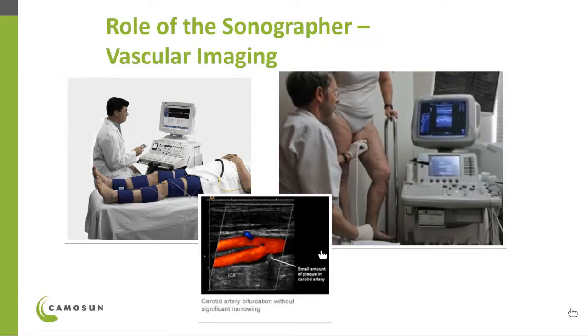This image here is a carotid artery. So like Matt was saying, this does not mean it's oxygenated blood because it's red. It's just showing the direction of flow. And this is actually an image showing a little bit of plaque in a carotid artery. So that's the kind of thing that we look for in those exams.